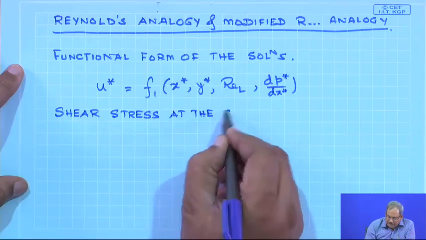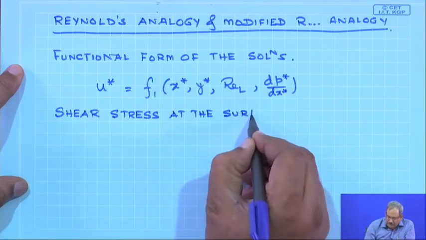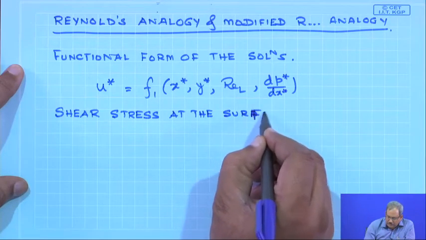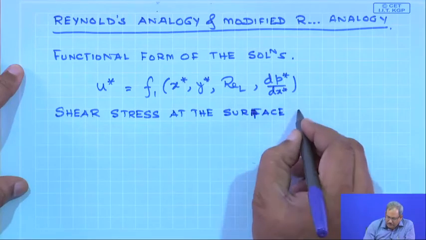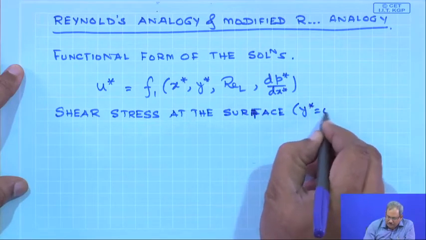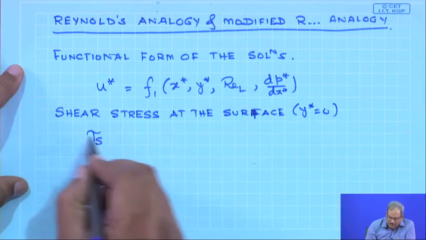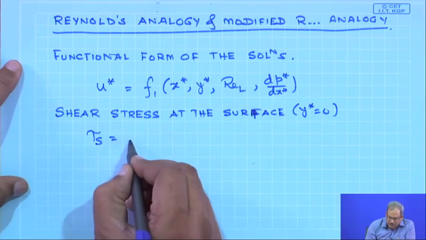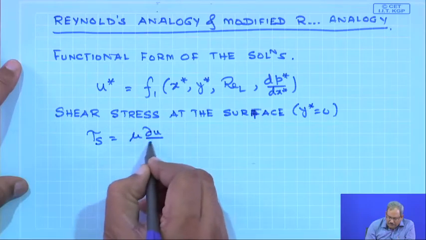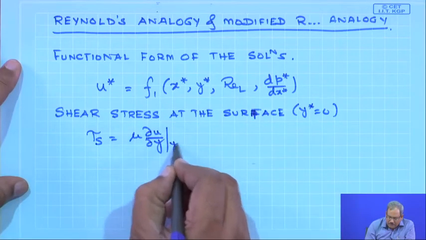That means, at the surface, I mean at y star equal to 0, that is at the surface. So, which let us call tau s, the shear stress, which would be mu times del u by del y at y equals 0.